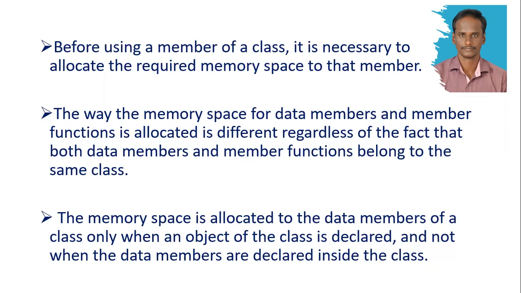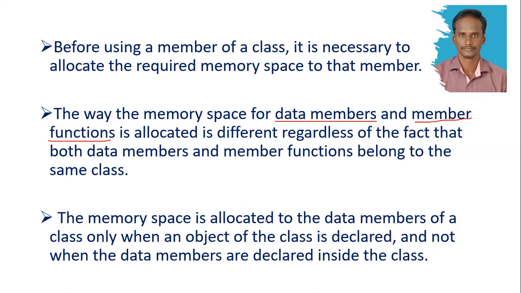We know what a data member is and what member functions are, right? Data members are the variables which we have declared under the class. If we are defining some functions inside the class, we call them member functions. So the memory space for the data members and member functions is allocated in different ways, regardless of the fact that both data members and member functions belong to the same class. It means that whatever we are discussing for allocating memory, both must be members of the same class.